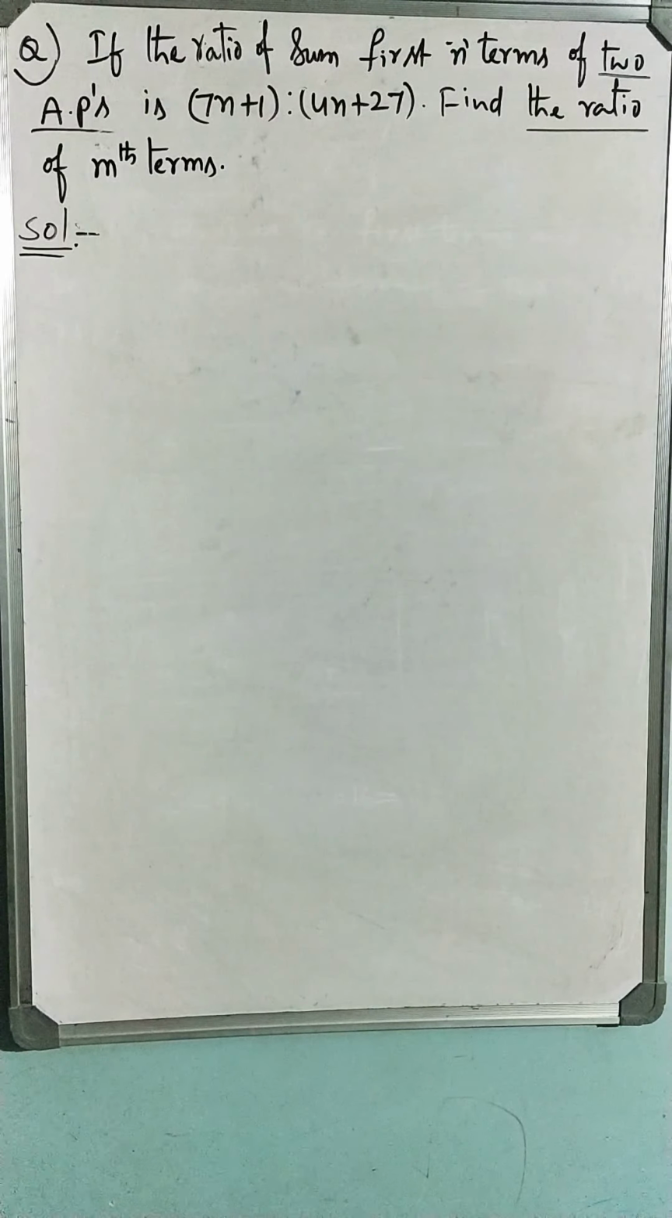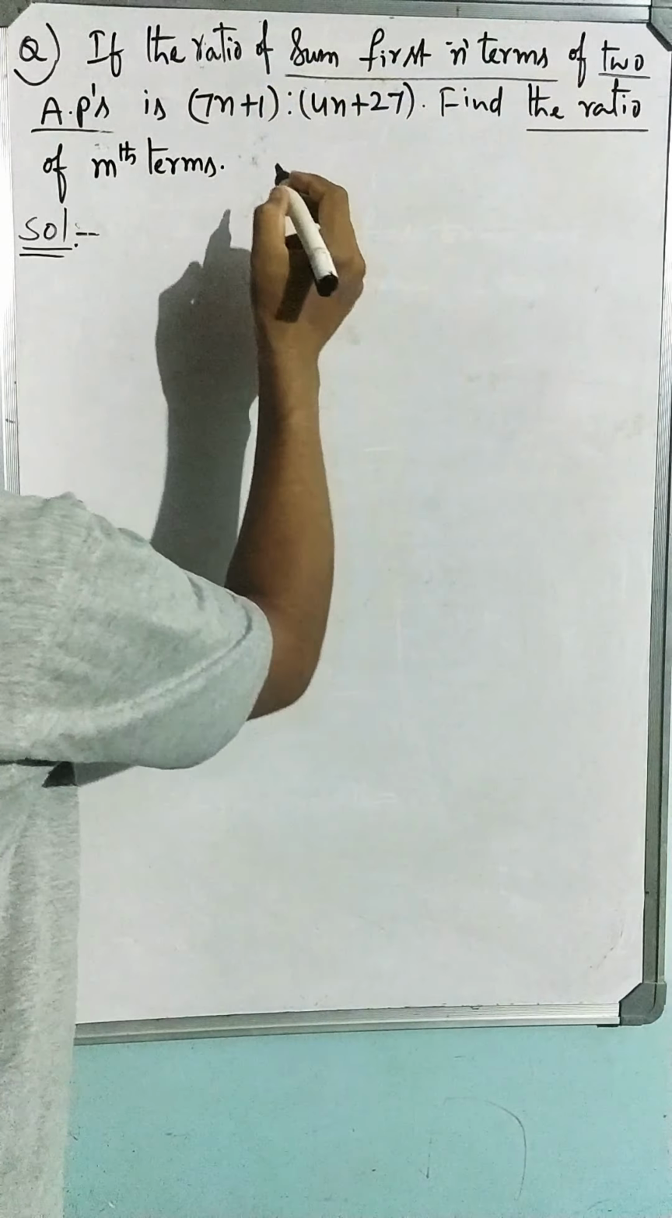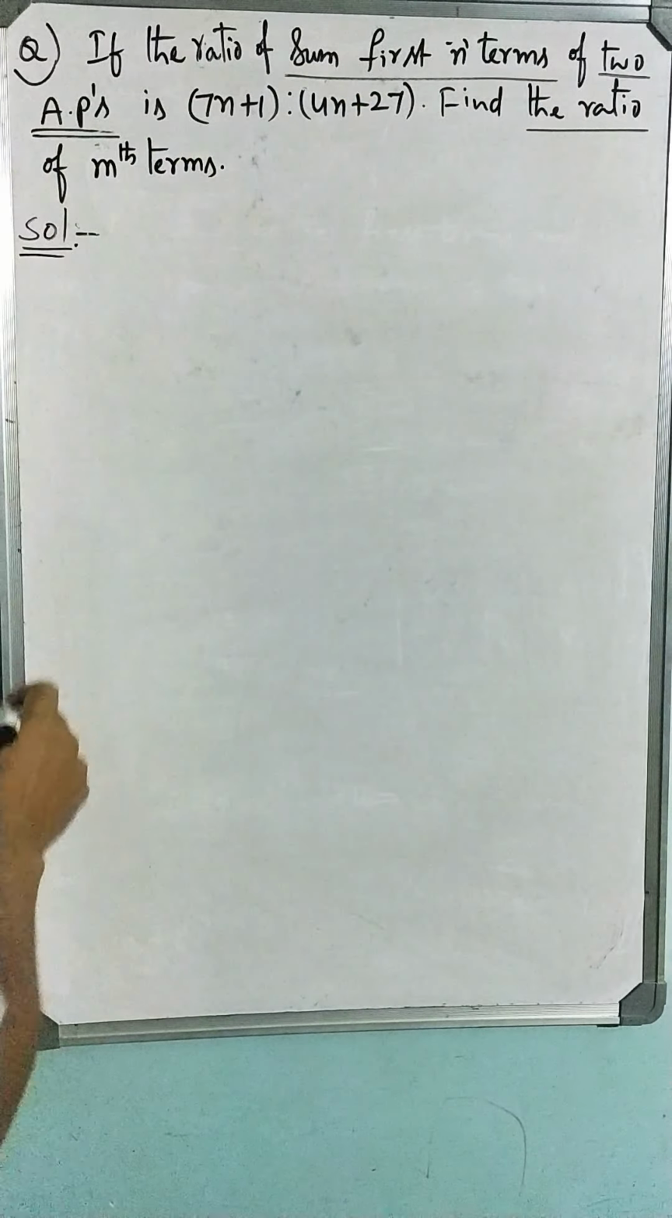Let us discuss a simple and interesting question from the progressions. The question is, if the ratio of the sum of first n terms of two APs is 7n plus 1 to 4n plus 27, find the ratio of their mth terms. So here you are given the ratio of the sum of first n terms of two APs.